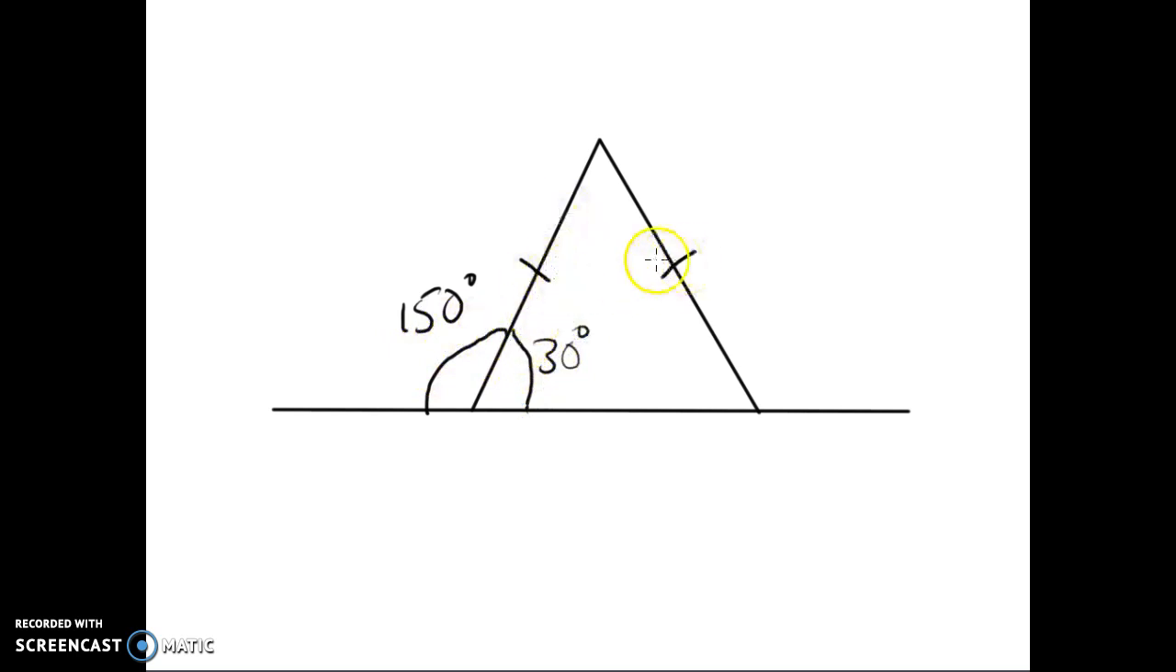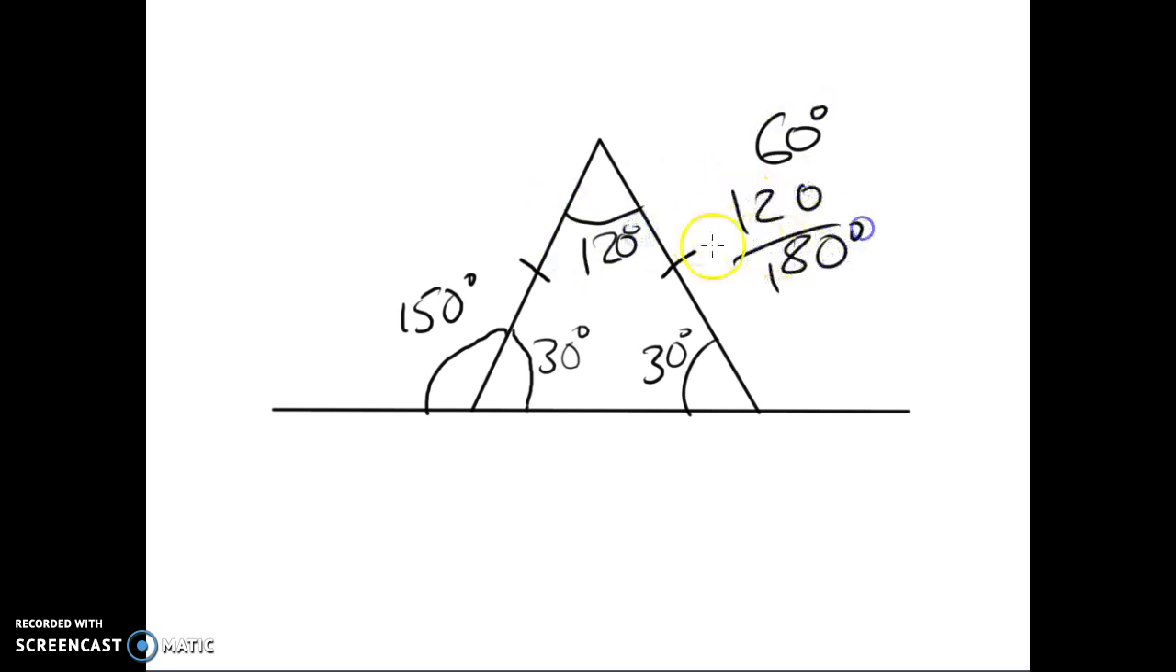This time I notice these two lines tell me this is an isosceles triangle. So down here, this one must be 30. Inside my triangle I've got 30 and 30 is 60 degrees. So I'd need to add 120 to get my 180. So we have to combine those two parts.